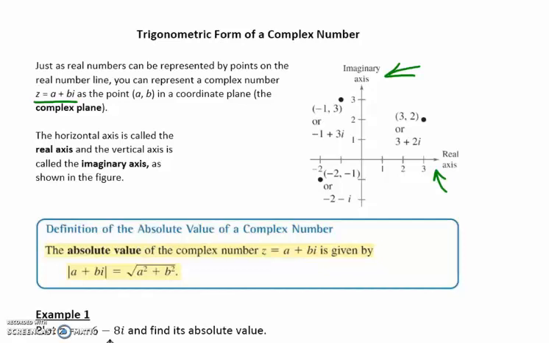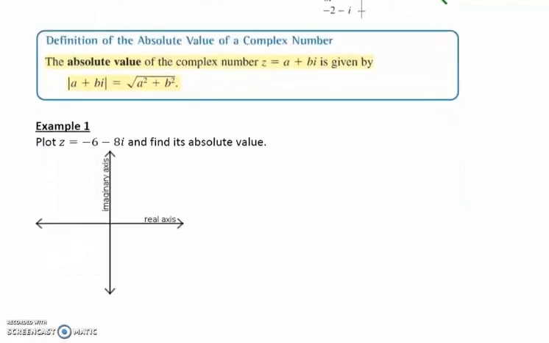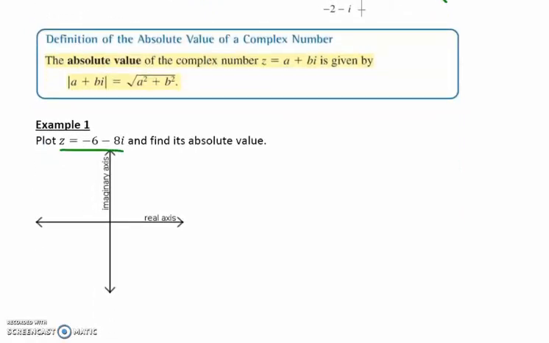So we can graph it as the point (a, b), where a is that real number, and then b is the imaginary. All right, and we're just graphing it without the i in there. Okay, so if we take a look at the first example, we can plot z equals -6 minus 8i as (-6, -8). So all we're doing is going to the left 6 and down 8. And so that is (-6, -8), or -6 minus 8i. That would be how we graph it.